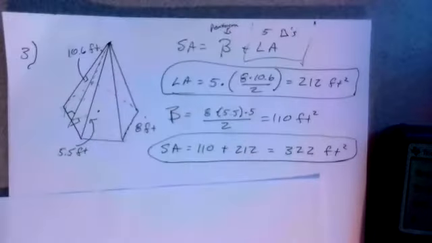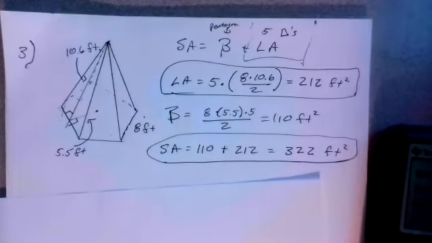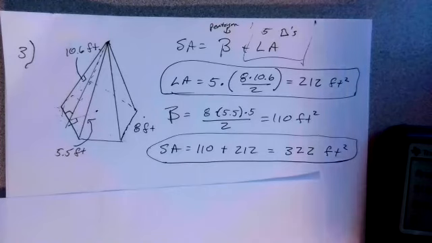So that's our surface area and our lateral area. Sorry for that weird mix-up there, but I'm glad we all learned together that an irregular polygon is a little bit more difficult.